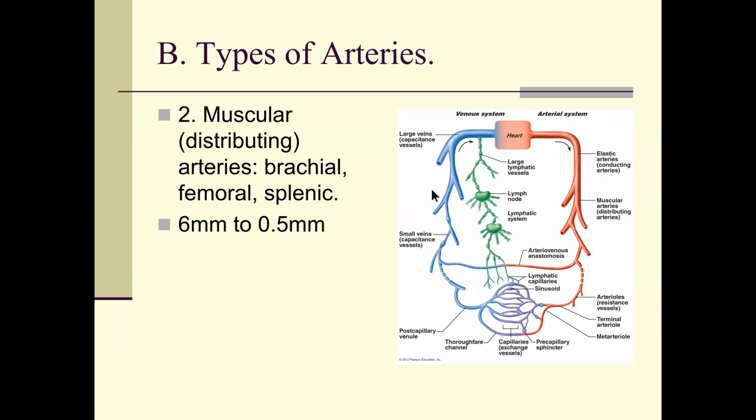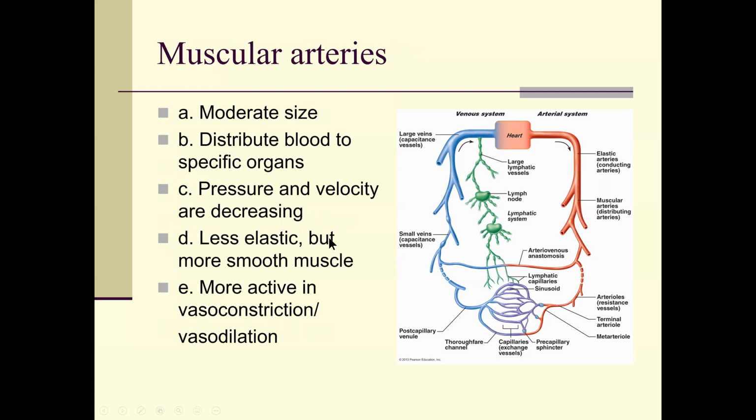Think about the brachial artery distributing blood flow to the upper extremity, and the femoral artery distributing blood flow to the lower extremity. They are smaller in diameter, 6 millimeters to 0.5 millimeters. Remember, milli is 10 to the minus third, a thousandth of a meter. They're moderate in size and distribute blood flow to specific organs. Pressure and velocity are decreasing because we're further away from the heart and further away from that pulse. They're less elastic but have more smooth muscle.